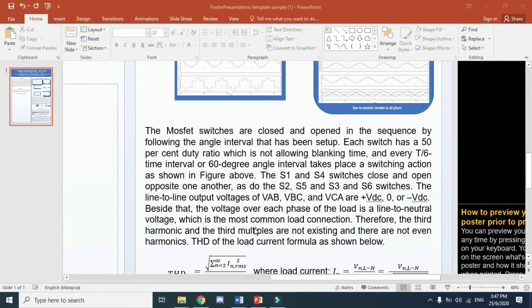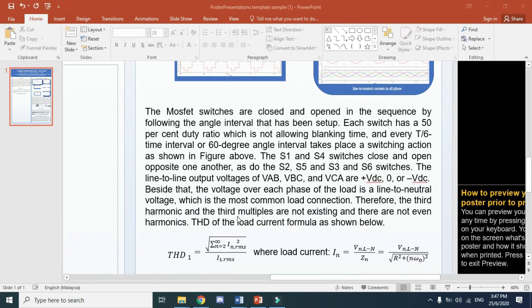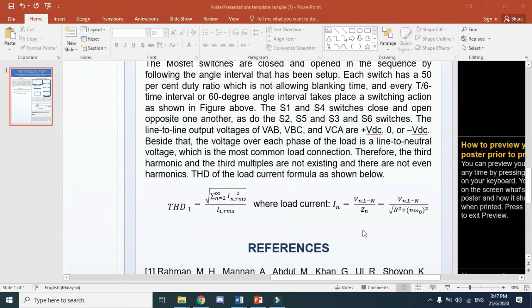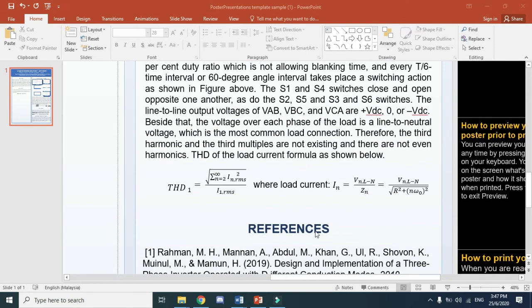The THD of the load current formula is shown below. THD is equal to the square root of the sum from n equals 2 of In RMS squared, divided by I1 RMS, where the load current In is equal to Vn L minus N divided by Zn.